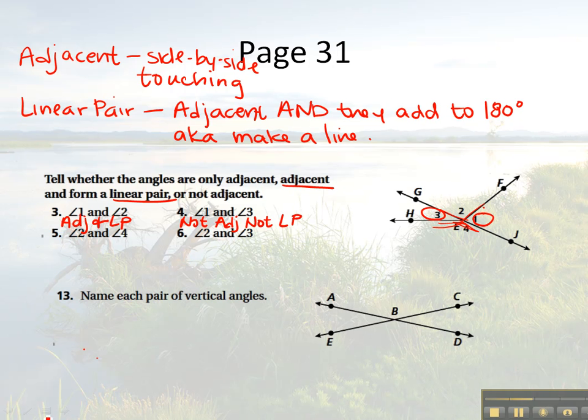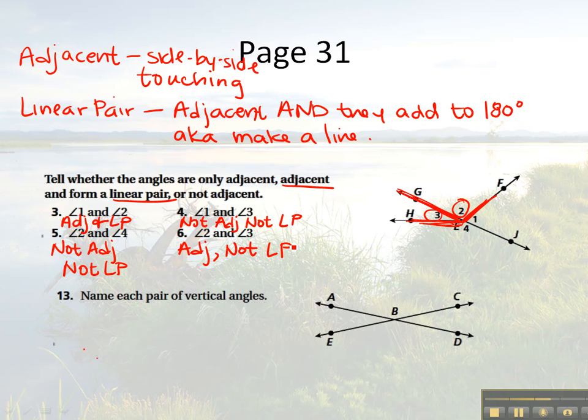Okay? Numbers 2 and 4 are here and here. Again, they're not touching each other, and so they can't be a linear pair. And then the last two on here are angles 2 and 3. They are touching on this line right here. Okay, but they don't make a line. If you look at the back sides of them, they make this angle here. So they're not a linear pair.